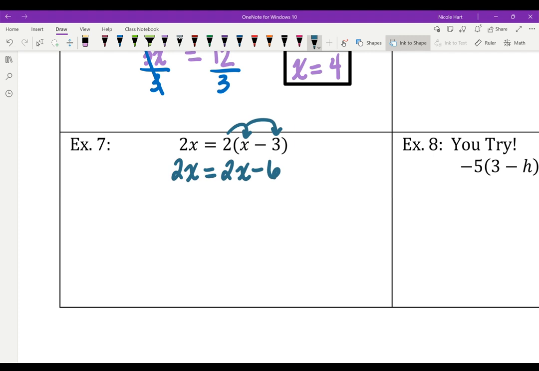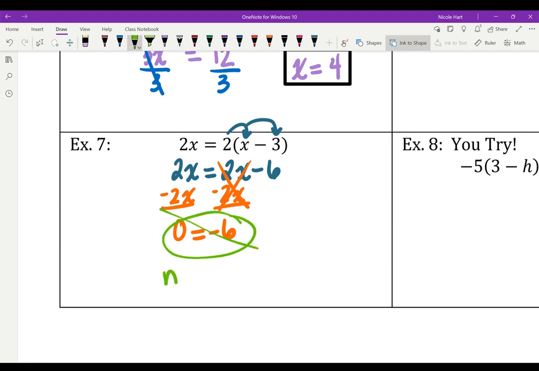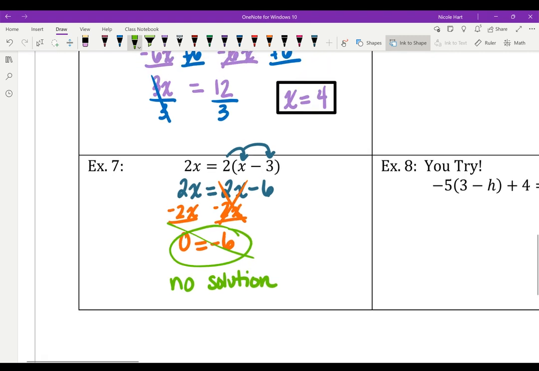And when we go to subtract, we take that 2x and subtract it, minus 2x, minus 2x. Oh my goodness. 2x minus 2x is 0 equals negative 6. This cannot happen. And so this is truly a no solution situation. And that's okay. Some of our questions might have a no solution as the answer.